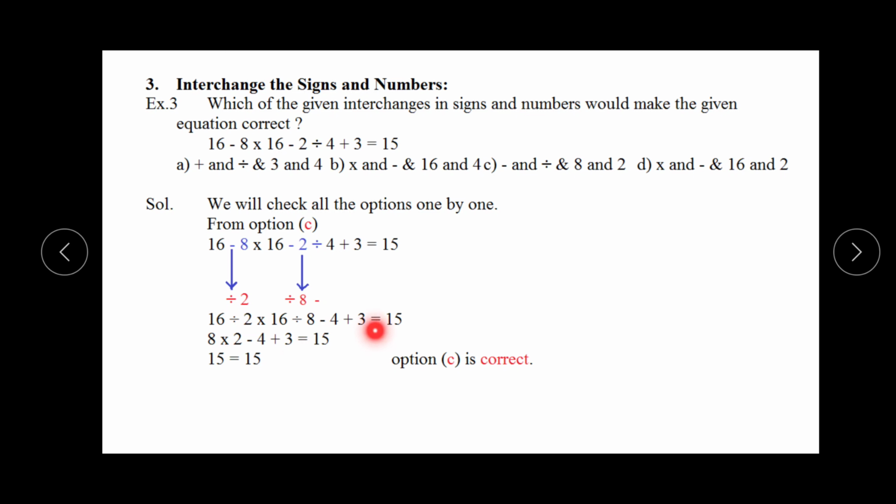Then the new equation will form: 16 divide 2 multiply by 16 divide 8 minus 4 plus 3 is equal to 15. 8 multiplied by 2 is equal to 16, minus 4, plus 3. It means 16 minus 4 is equal to 12. 12 plus 3 is equal to 15. 15 is equal to 15. It means option 3 is correct according to interchanging the signs and numbers. Here we were interchanging the signs and we were interchanging the numbers.